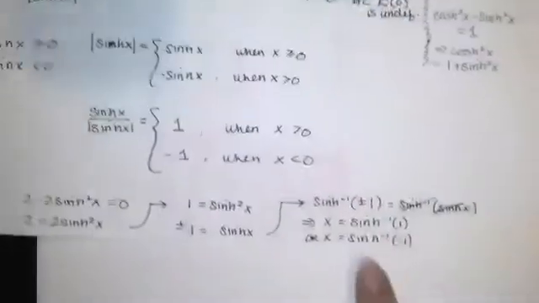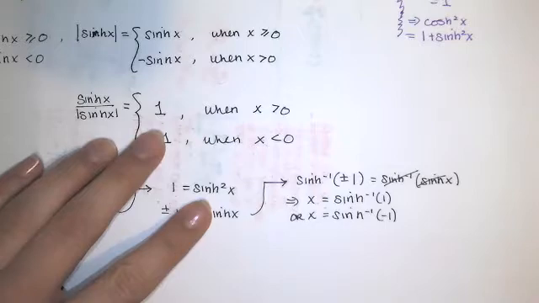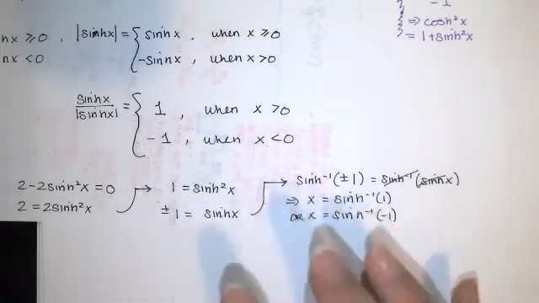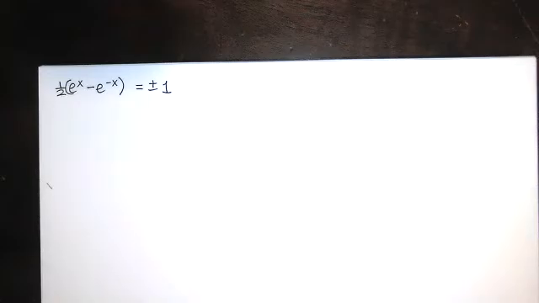You could just write your answer this way, and sometimes the computer will like it and sometimes it won't. Or you can remember what hyperbolic sine of x is in terms of exponentials. So let's do that. The hyperbolic sine function is 1/2 of e to the x minus e to the -x. And we're setting that equal to plus or minus 1, and we're solving for x.